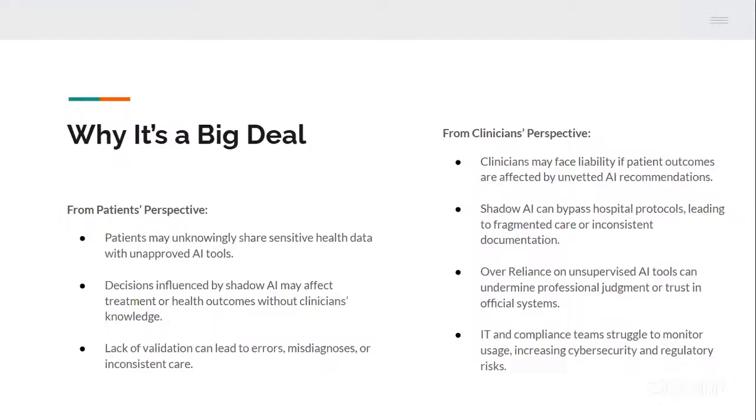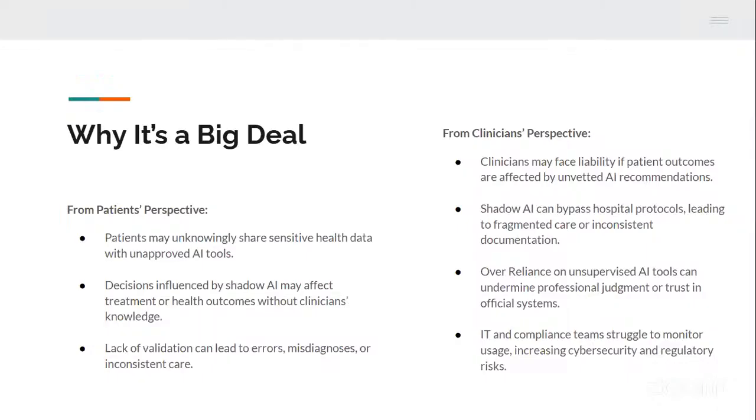So shadow AI can bypass hospital protocols. As I said earlier, I don't want my PHI data to be posted into ChatGPT or some other generative AI, as this could lead to a bigger security risk. Over-reliance on unsupervised AI tools can lead to biased judgment or overtrust of one particular system. If there is a misdiagnosis of a disease, tomorrow I may not go to that hospital. IT and compliance teams also struggle to monitor usage, increasing cybersecurity and regulatory risk, so more compliance risks arise because of this.